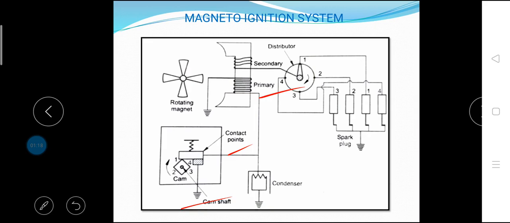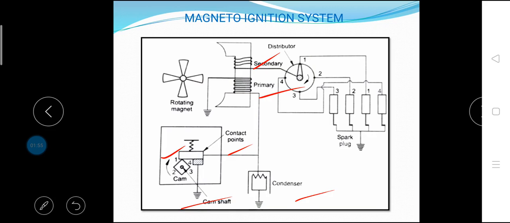As the camshaft rotates, cam 1 opens the contact breaker and interrupts the flow of current in the primary. This causes the decay of the magnetic field lines, which cut the lines of magnetic field in the secondary, and a high voltage is generated in the secondary. The process of generating the high voltage in the secondary is known as induction phenomena. The voltage generated in the secondary depends upon the ratio of number of turns in the secondary and primary.